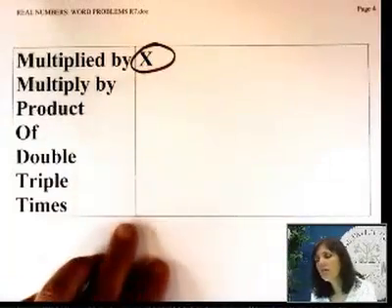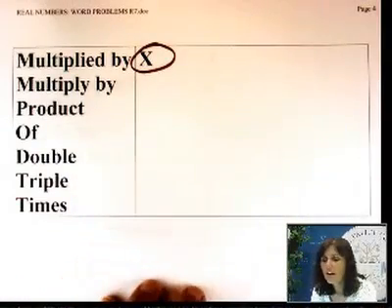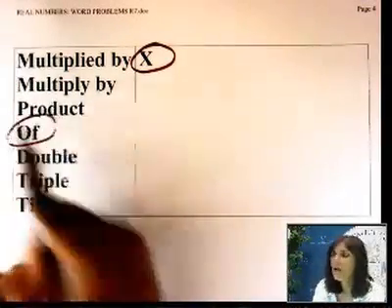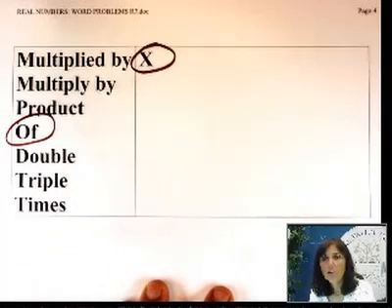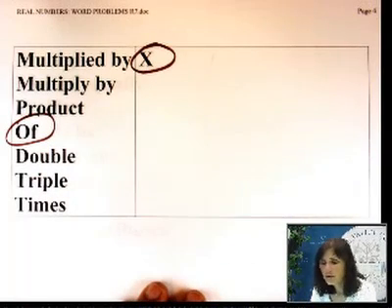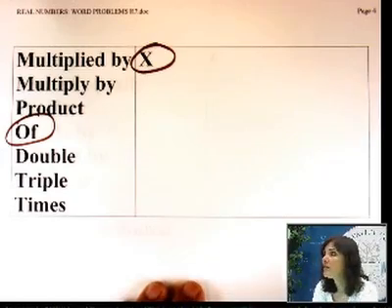Multiplication: they will tell you if something is multiplied by, product of, that's a good one. 50% of 2, 50% times 2. Double, triple, times 2, times 3, times itself.